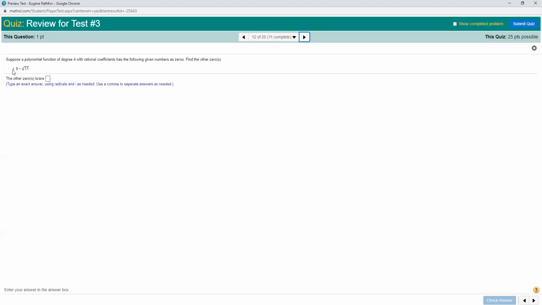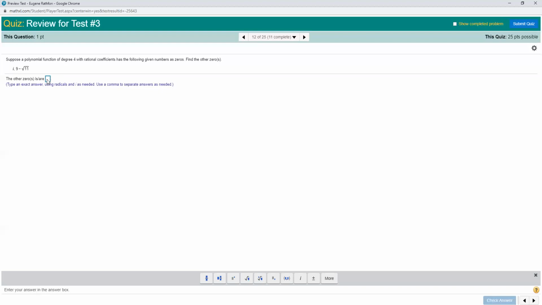Well, remember, i's always come in conjugate pairs. So if i is a 0, then negative i has to be a 0. So you would hit negative and then get the i, and then a comma. If 9 minus square root of 11 is a 0, then 9 plus. So then you would do 9 plus square root down here, and then put in 11. So that's all you had to do on that one was remember that these all come in conjugate pairs, okay? They're going to give you some of the zeros, and you just got to find the opposites by knowing that information.